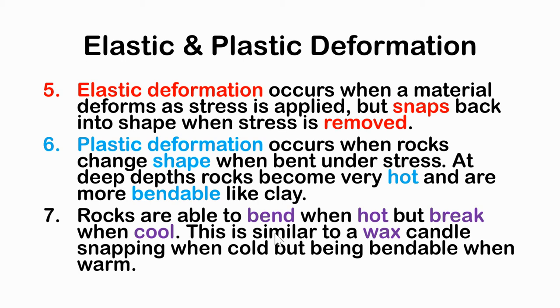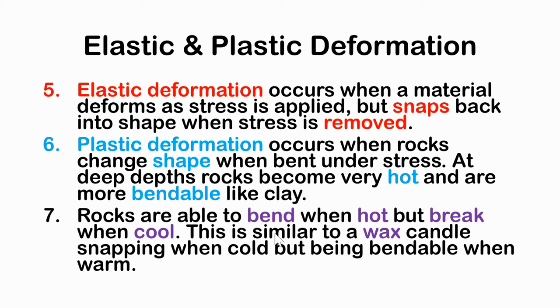And the types of deformation, very important to know as well. Elastic deformation occurs when a material deforms as stress is applied, but snaps back into shape when stress is removed. We saw that in the animated GIF, okay? Elastic deformation, you can almost think of a diving board, right? Very elastic, but usually when elastic deformation occurs, usually there is a net movement that happens. But in general, something's getting really bent and stressed, but it snaps back into shape when the stress is removed.